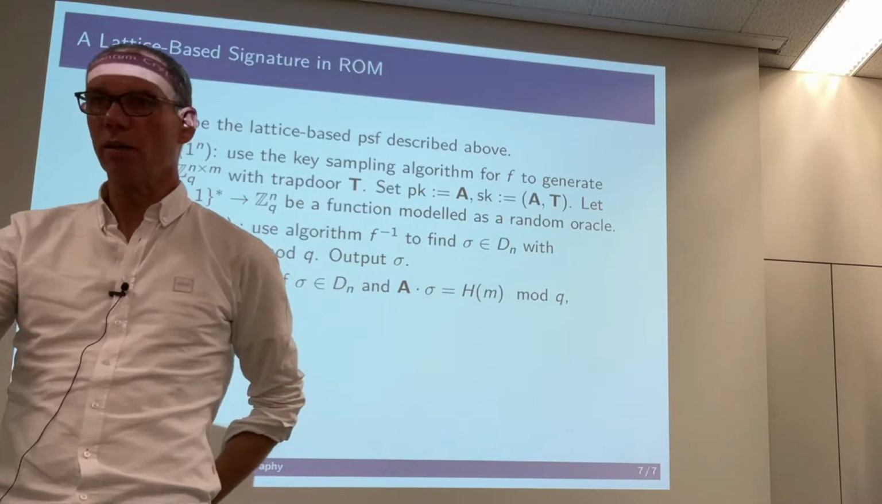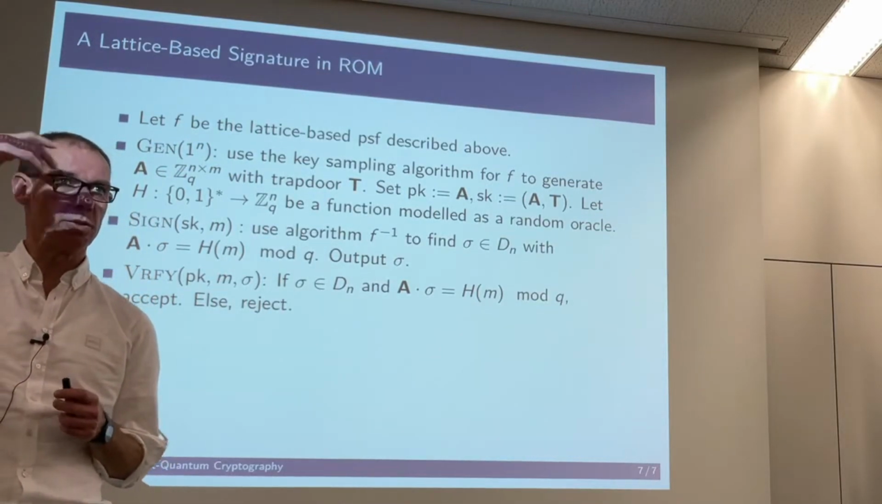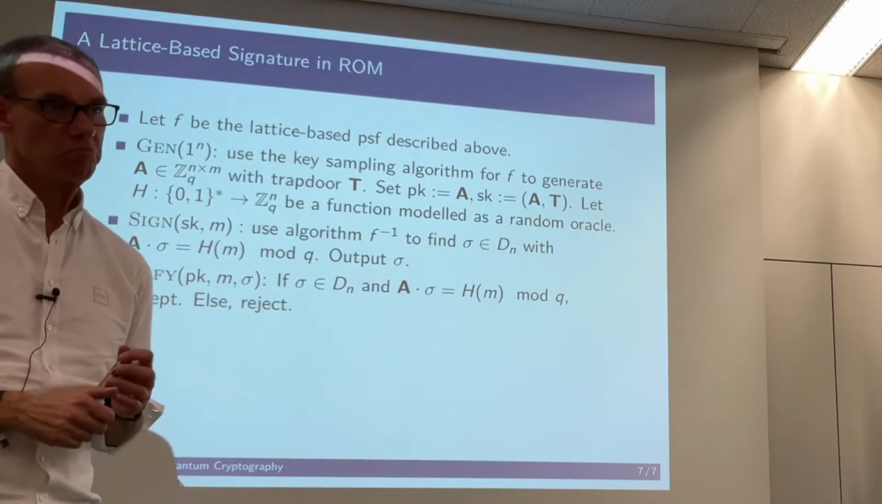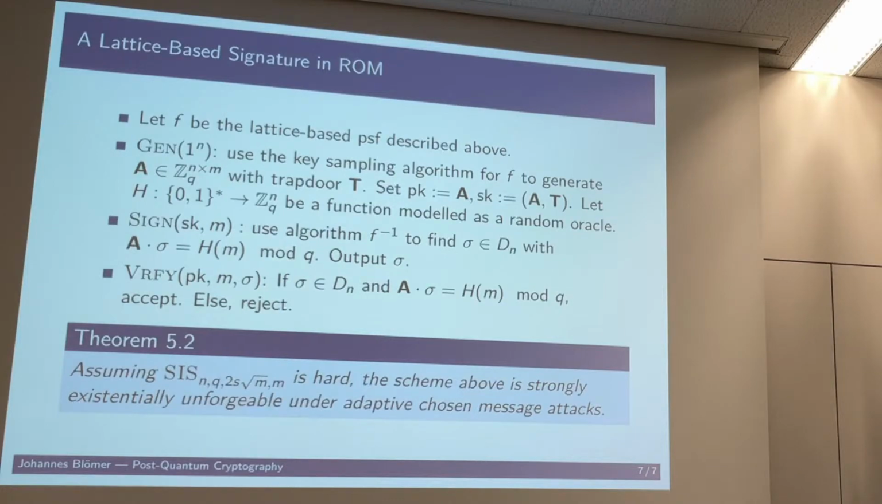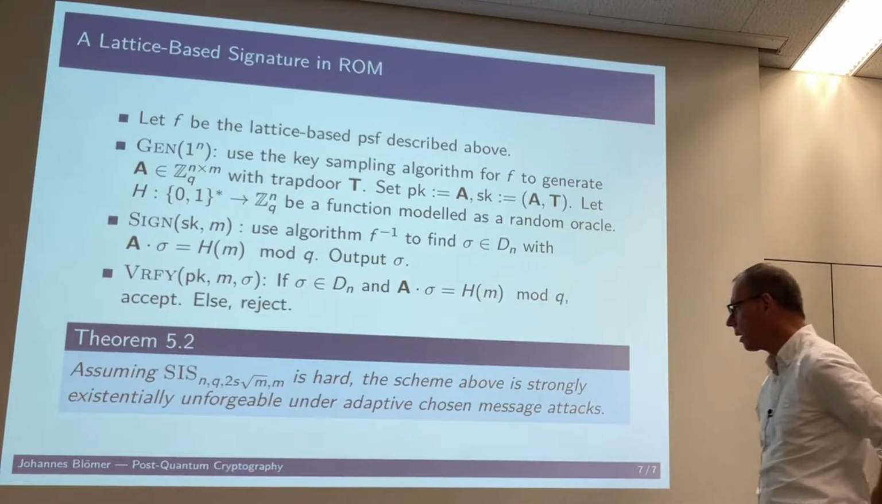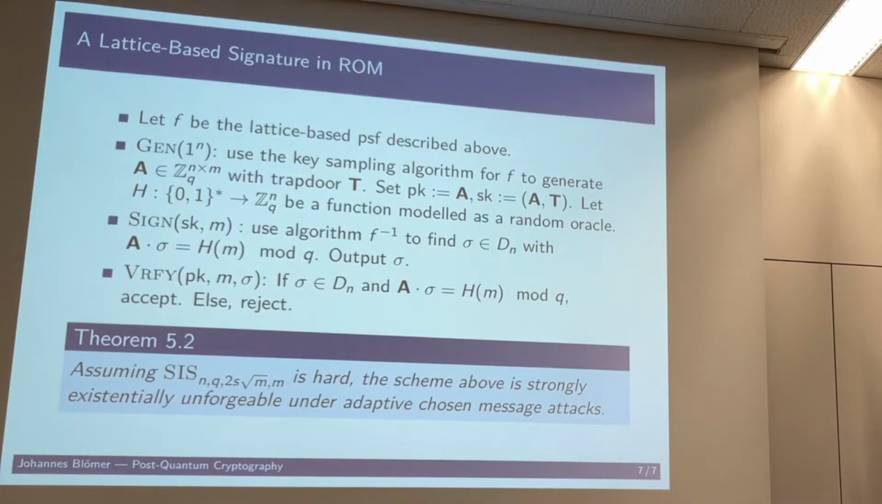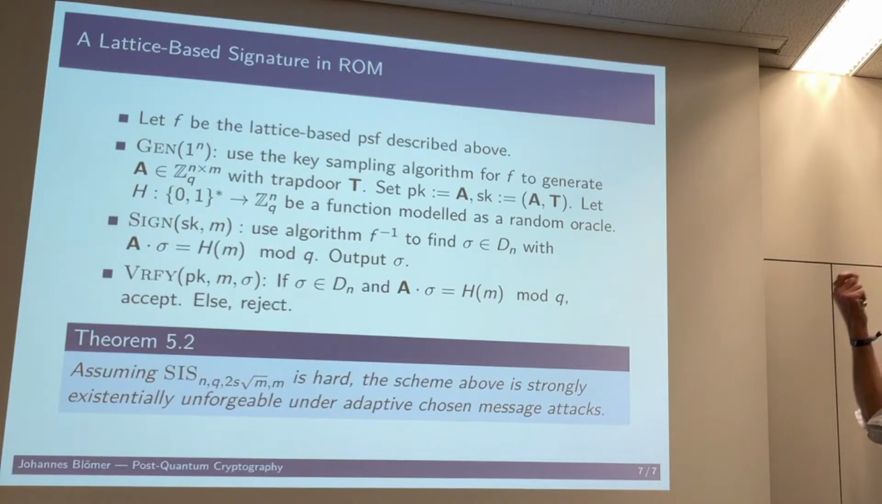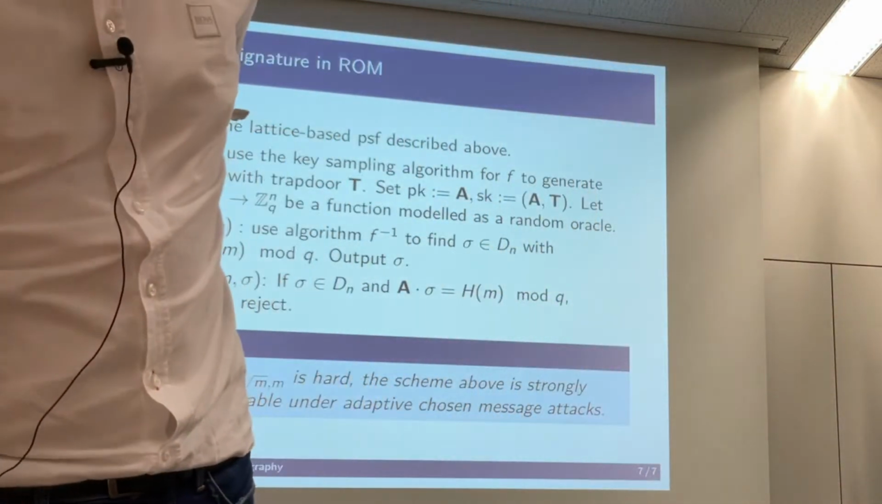This is like full domain hash RSA. And it's actually the blueprint that I presented to you a couple of weeks ago. And the point is that assuming again that SIS with these parameters is hard, then the above scheme is strongly existentially unforgeable under adaptive chosen message attacks. So it's even strongly unforgeable. You cannot even take a message signature pair and compute a new signature, given all the other things that you have.